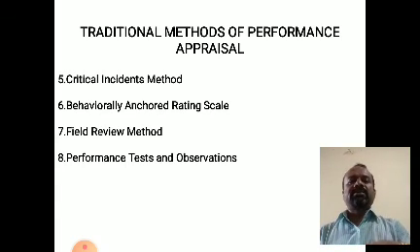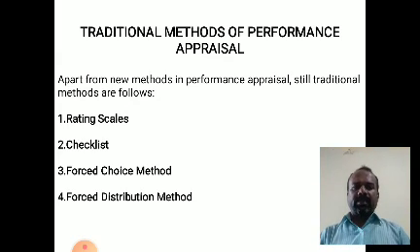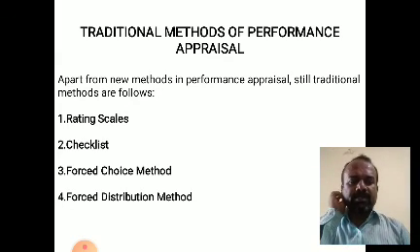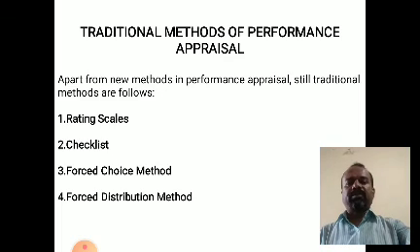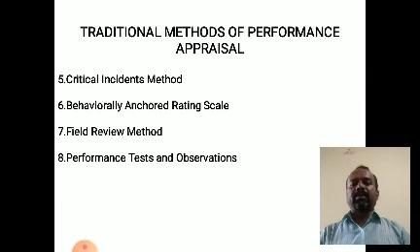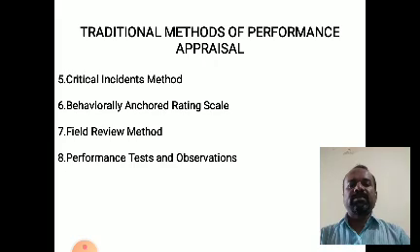So when we are going to discuss point-wise, not necessary to discuss once again, I want to highlight the traditional methods of performance appraisal. Number one is rating scales, number two is checklist, number three is forced choice method, number four is forced distribution method, fifth is critical incident method, sixth is behaviorally anchored rating scale, seventh is field review method, and the last one is performance test and observation. So these are all the 8 traditional methods of performance appraisal that I discussed in this session.